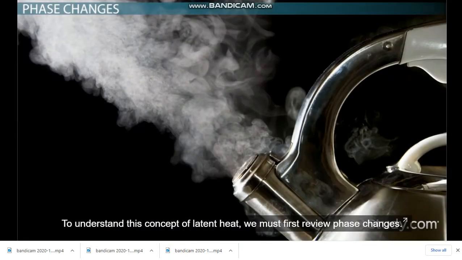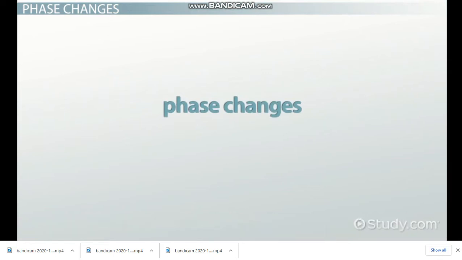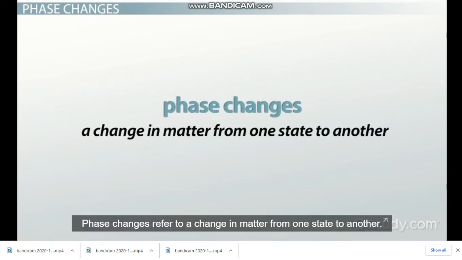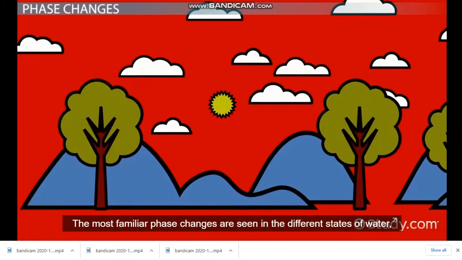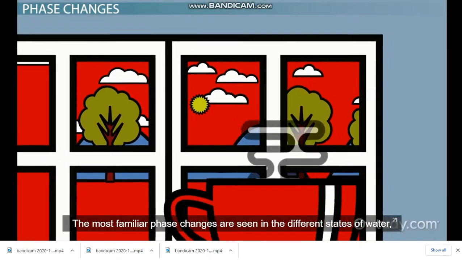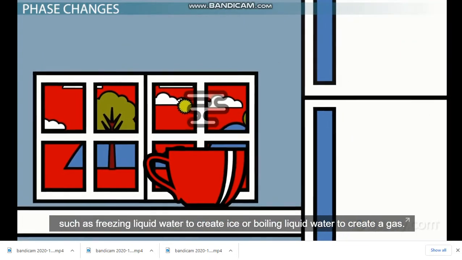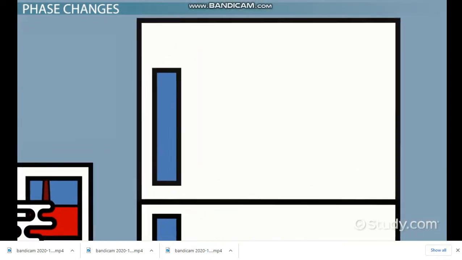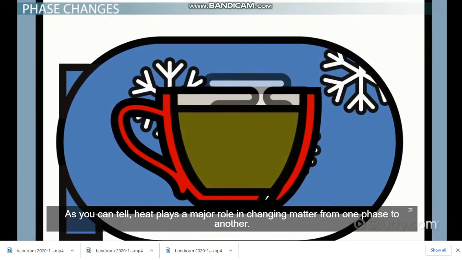To understand this concept of latent heat, we must first review phase changes. Phase changes refer to a change in matter from one state to another. The most familiar phase changes are seen in the different states of water, such as freezing liquid water to create ice or boiling liquid water to create a gas. As you can tell, heat plays a major role in changing matter from one phase to another.